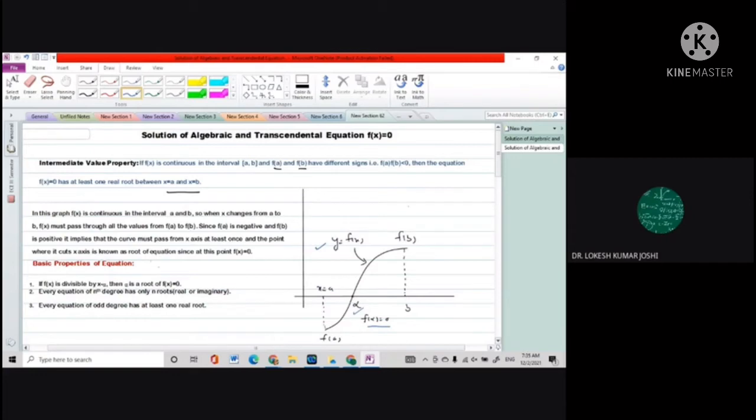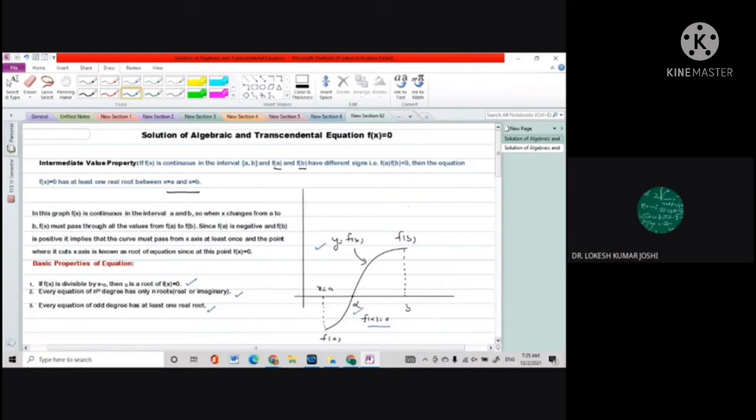Now some basic properties of an equation. Whenever we have an equation, it has some basic properties. If f(x) is divisible by x minus alpha, then alpha is a root of f(x) = 0, and every equation of nth degree has only n roots. These roots may be real or imaginary, and every equation of odd degree has at least one real root.